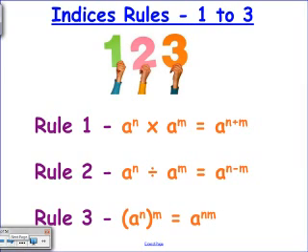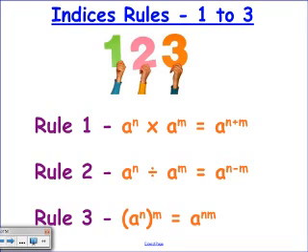So don't worry about what all these letters are saying. What these letters are saying is that when I have the same base number, I add my indices when I'm multiplying. When I have the same base number and I divide, I take them away. And then finally, when I have a base number raised to another power, I just multiply them. Okay, that's what that's about.